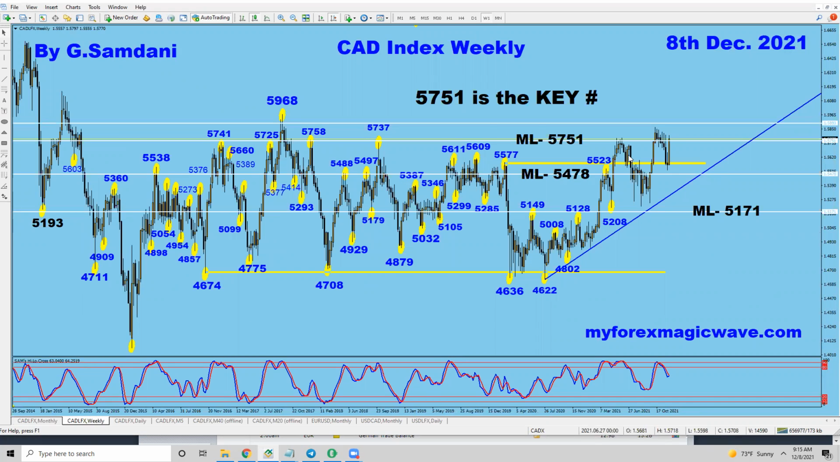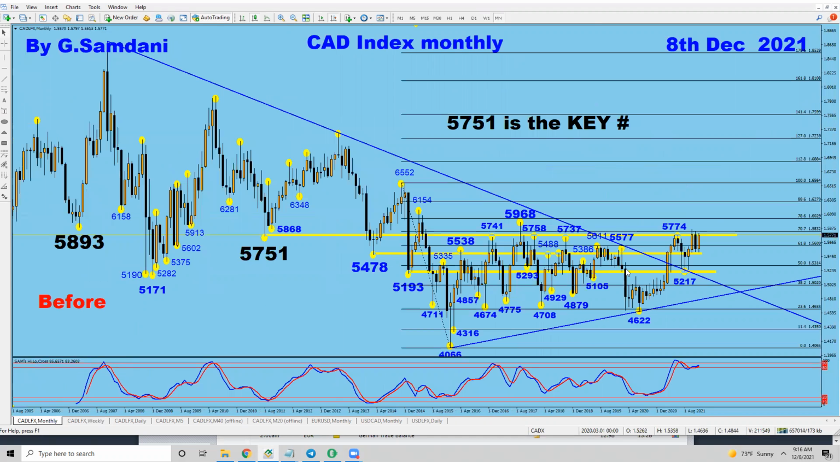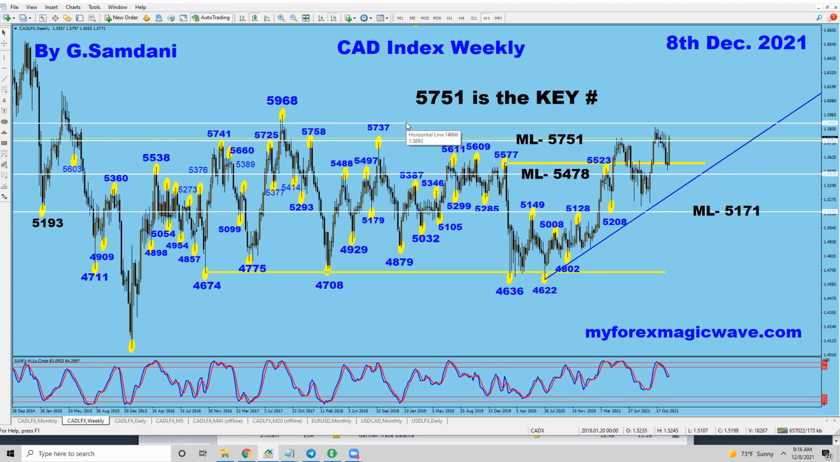The weekly chart shows it like this. In the current week, you can see we bounced exactly from 55.77, and then we went up, and this is the number in question again, 57.51. So when the news comes out, if we go above 57.51, it is definitely going to the upside, somewhere to the upper level, 58.93. That's a monthly low.